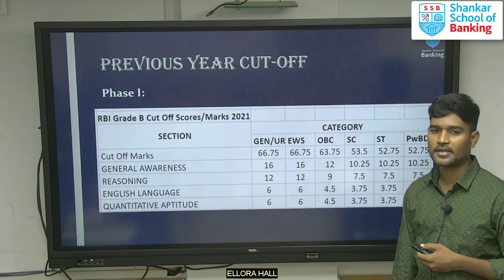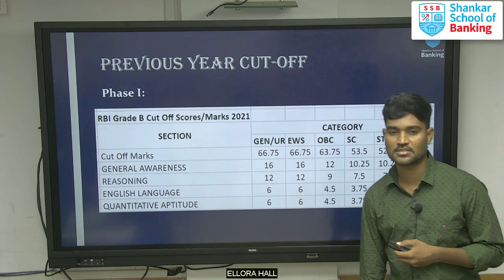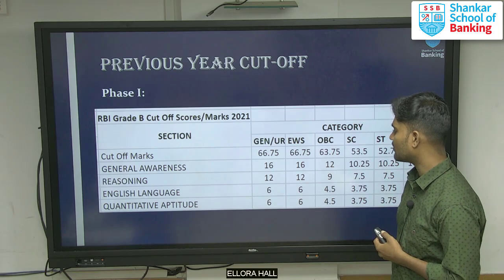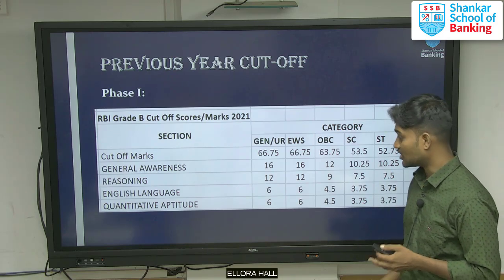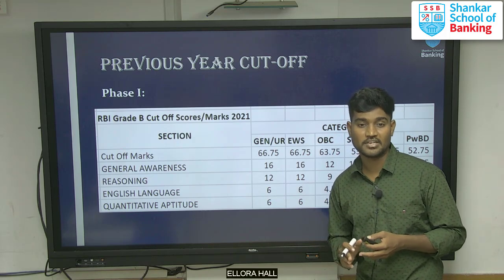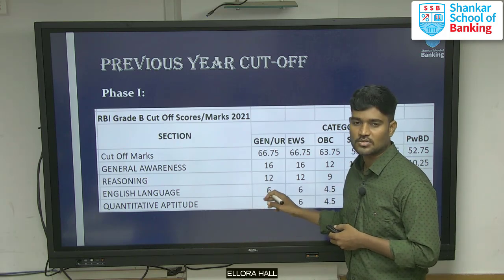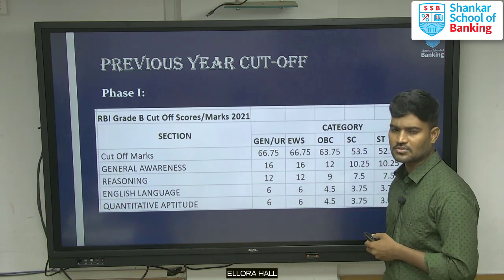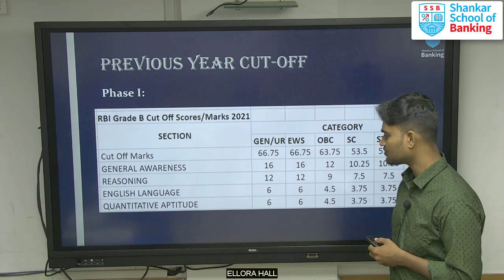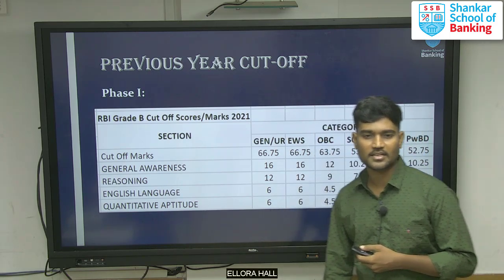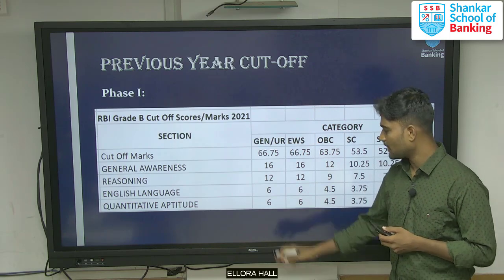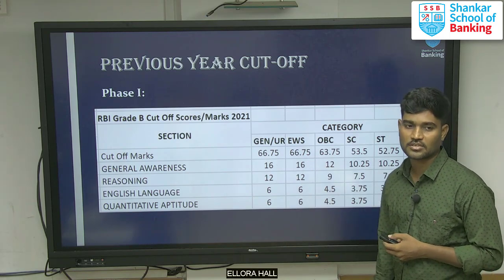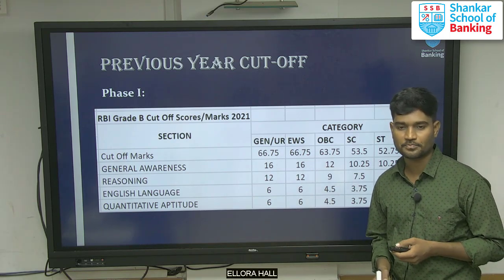Even in general awareness, out of 80, you must secure 16 marks. That is the sectional cutoff. Then for reasoning, 12 is the sectional cutoff. For English language, 6 is the minimum cutoff. That is why I say they ask very difficult questions in the English section, because students get only 6 marks out of 30, right? Aptitude also has 6 as the minimum cutoff. If you attempt just 5, 6 or 7 questions, you will secure 6 marks. But the overall cutoff is 66.75, so you have to concentrate on the other parts also, right?